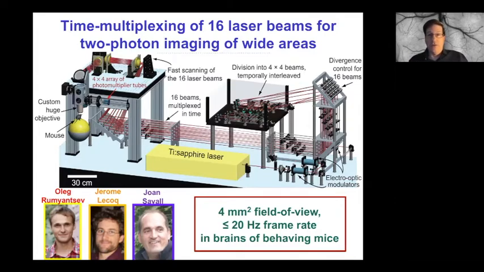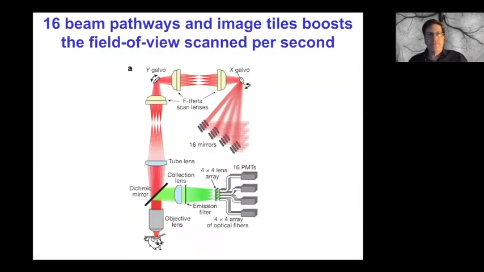And this can be done in the brains of awake behaving mice. So this was a large field of view that can be scanned at frame rates faster than was previously possible, and is enough to cover the majority of the mouse visual cortex, the primary visual cortex, I should say, V1. Now, I'm just going to highlight a few of the salient features of the microscope.